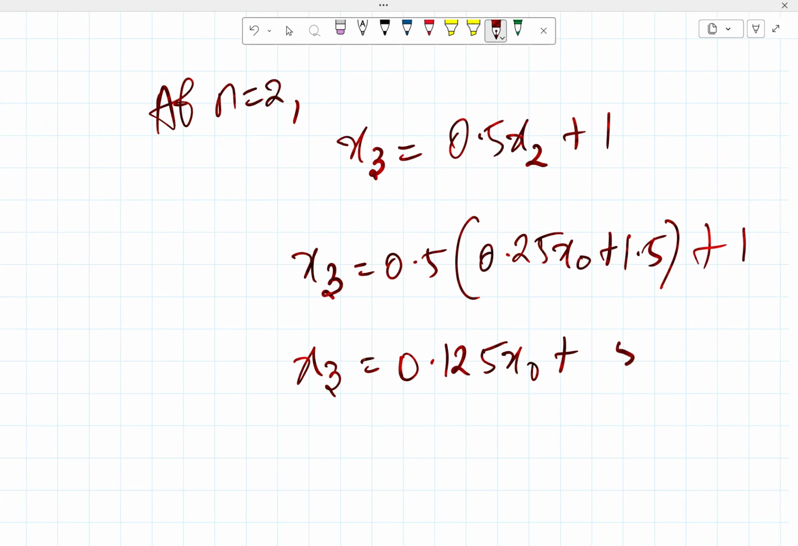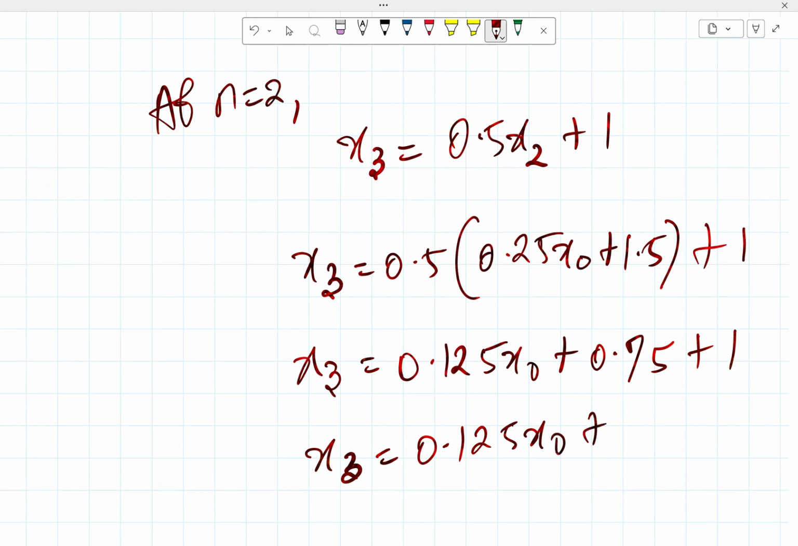5 times 5 is 25, 5 times 1, so that's two decimal places, that's 0.75, all right? So that'll be 0.125 x naught plus 0.75, plus 1. So that means x3 is 0.125 x naught plus 1.75.